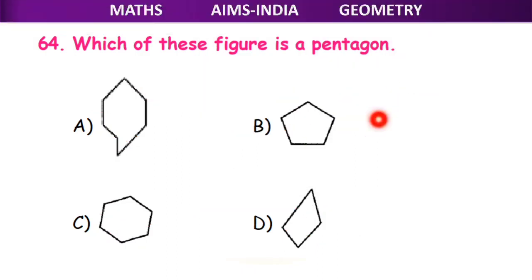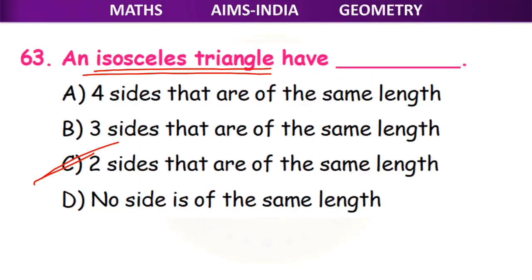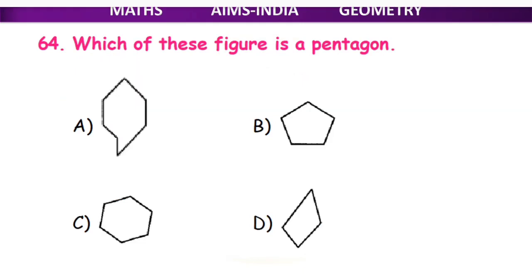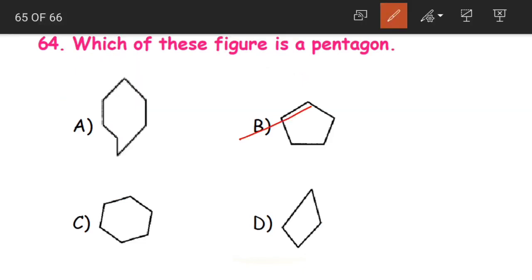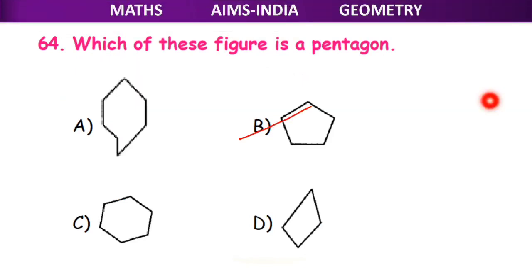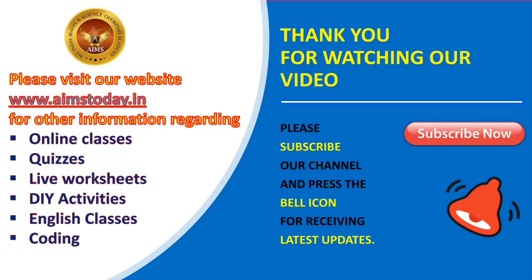What did we learn extra new today? We've learnt what is a pentagon. We've learnt isosceles triangle and also we have learnt about congruent figures. The remaining were already discussed in our chapter. Yes, and with this we've completed the multiple choice questions from the chapter geometry. I hope this is clear for you.